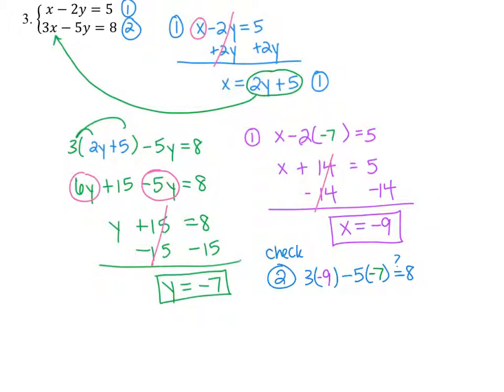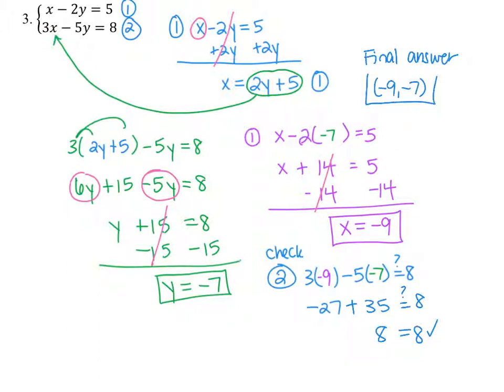So we just evaluate. 3 times negative 9 is negative 27. Be careful here. Negative 5 times negative 7, treat that as a negative 5, is positive 35. Is that really equal to 8? And yes, negative 27 plus 35 is equal to 8. So 8 is equal to 8. We know our answer is correct. And then our final answer will be written as a coordinate point. So it is (-9, -7). So that is the point where those two lines intersect, and that is our solution.